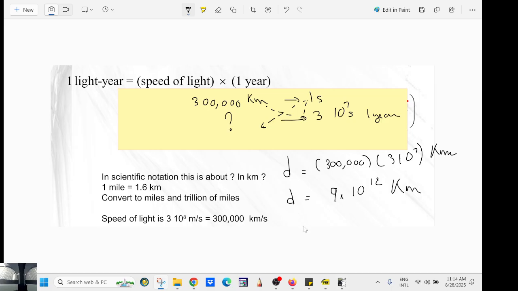So if we want to use a prefix, because this is annoying to carry around, we're going to say 9 trillion kilometers. You could do the computation that in one foot the light will travel 1 foot in 10 to the negative 9 seconds, 1 billionth of a second. Or in a year, in kilometers, it will be 9 trillion kilometers.